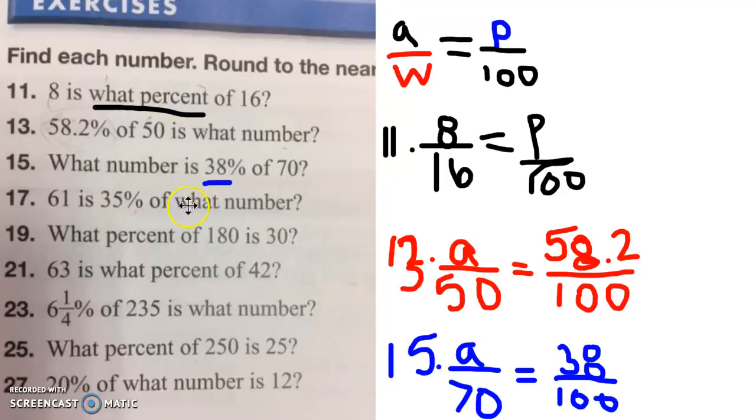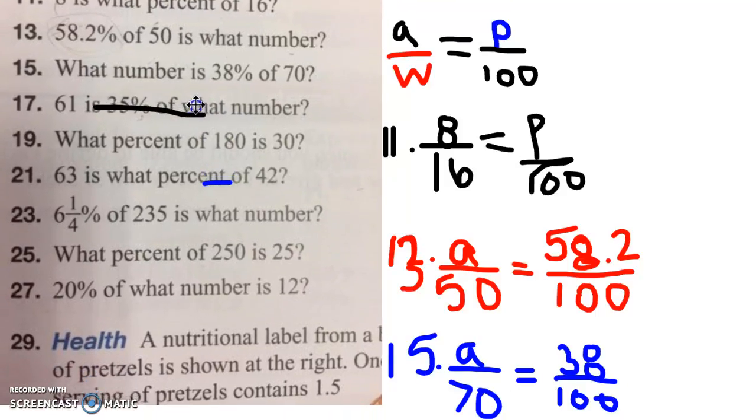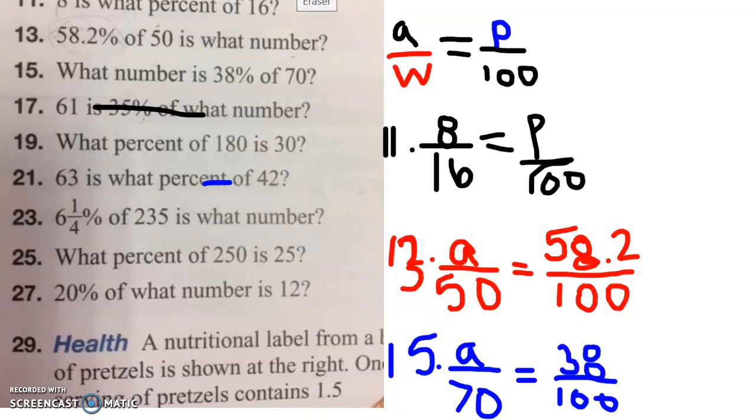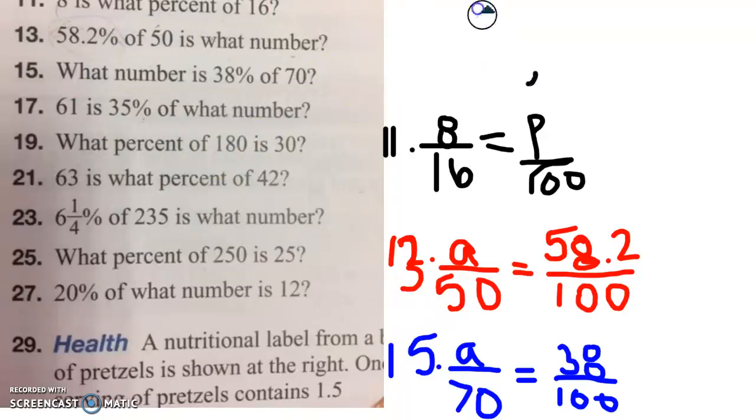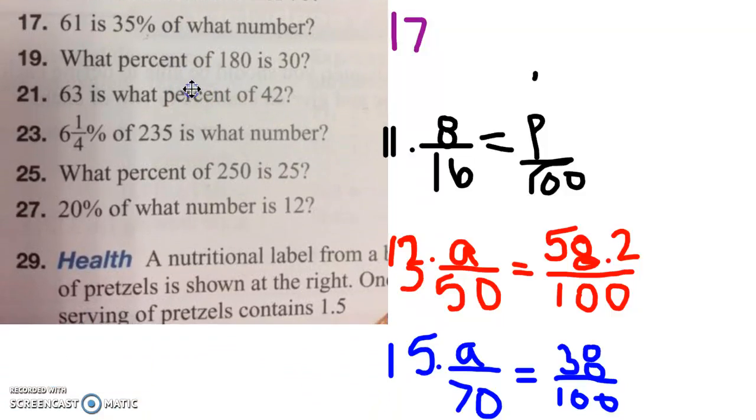Well, let's see. How will we set up 17? I'm going to move this up and get rid of some of this extra stuff. And I'm going to set up 17. Okay. 17 is a little bit different, which is why I want to go over this with you. So for number 17, 61 is 35% of what number? Okay, I have a percent. I'm going to write that over 100. Then I have to figure out the 61.